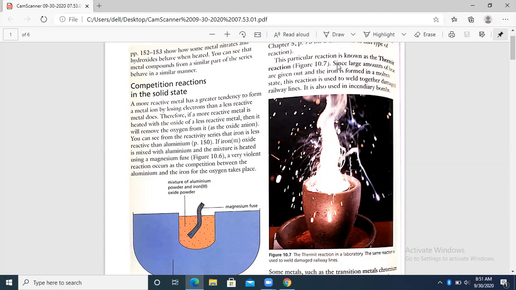Since a large amount of heat is given out, we said that it's a very exothermic reaction, meaning it will give out a large amount of heat, and the iron is formed in a molten, melted state. This reaction is used to weld together damaged railway lines. In the case of a railway track, anywhere there is damage or a crack, we can weld by using this thermite reaction, because it produces a lot of heat, so it can melt iron. It is also used in incendiary bombs. Some bombs also use this thermite reaction.